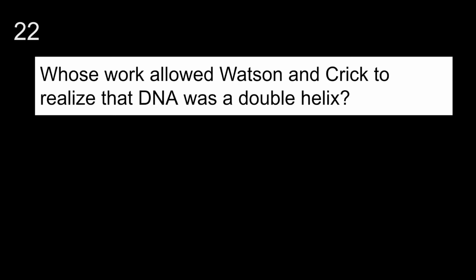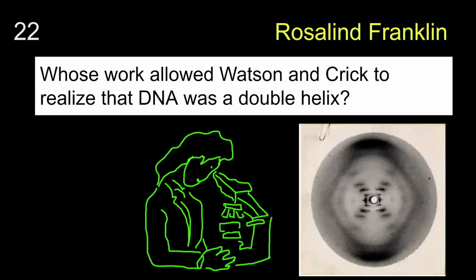All right, question 22. Whose work allowed Watson and Crick to realize that DNA was a double helix? The answer is Rosalind Franklin. Remember, it was Rosalind Franklin's famous photo 51 that allowed them to realize that DNA was a double helix.